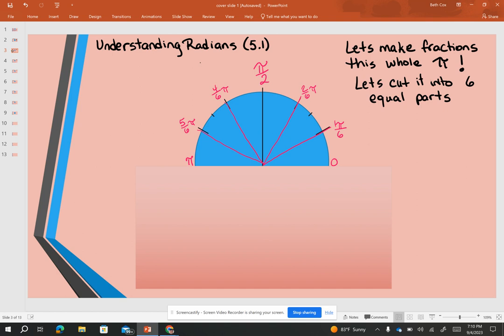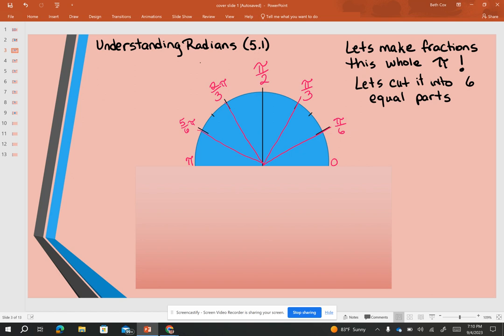And 2/6 reduces to 1/3. That becomes more affectionately known as pi over 3. 4 pi over 6 reduces to 2 pi over 3. And 1/6 pi, we can call it 1/6, or we can just call it pi over 6. But these angles are now in radians. These are in radians. These do correspond to degree angles, but they're fractions of a circle.